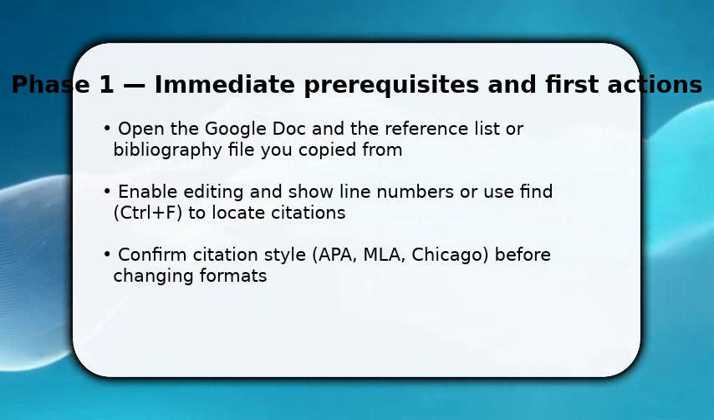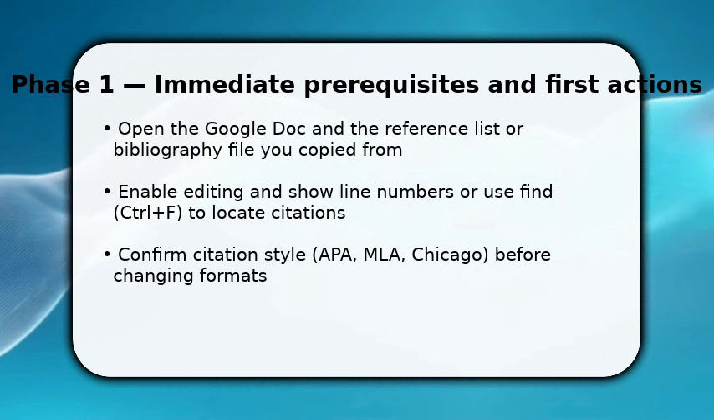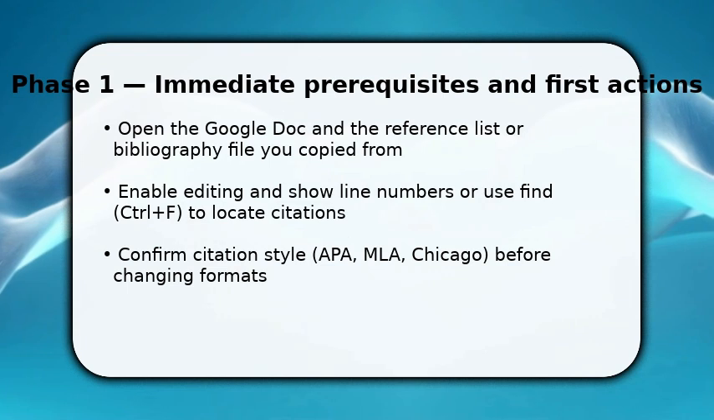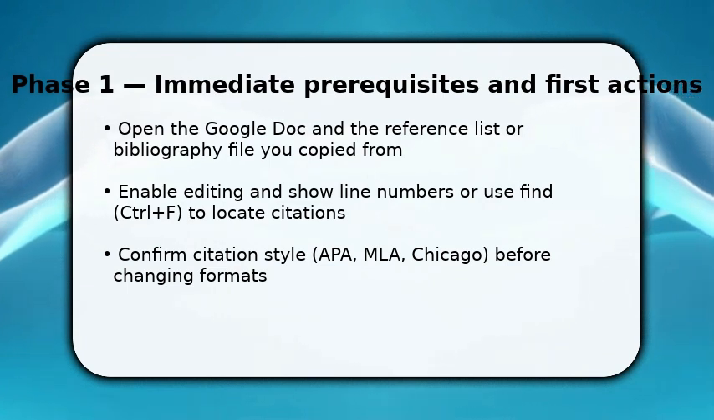Now, pick the first problematic citation and decide whether to replace, reformat, or link to a reference in your bibliography. This first action speeds up the rest. Doing it consistently prevents mixed styles later.